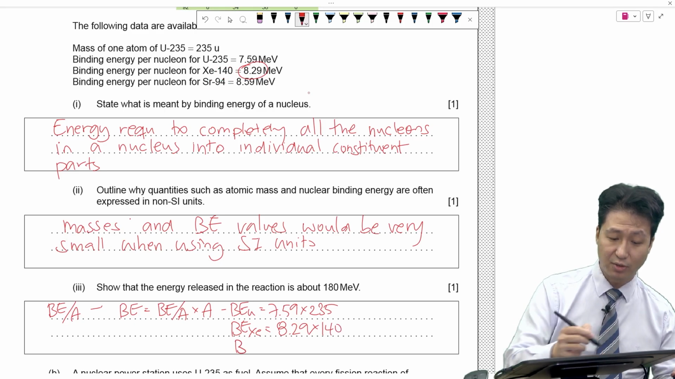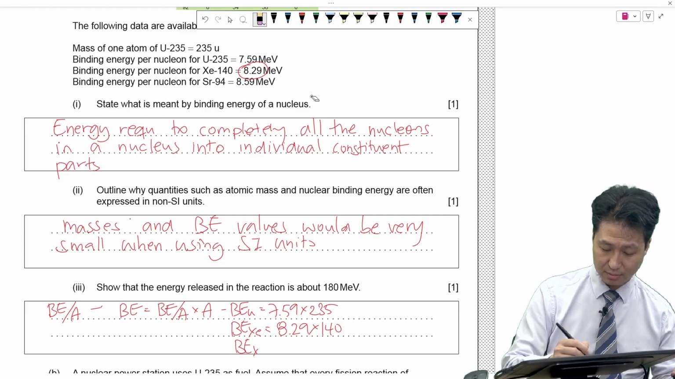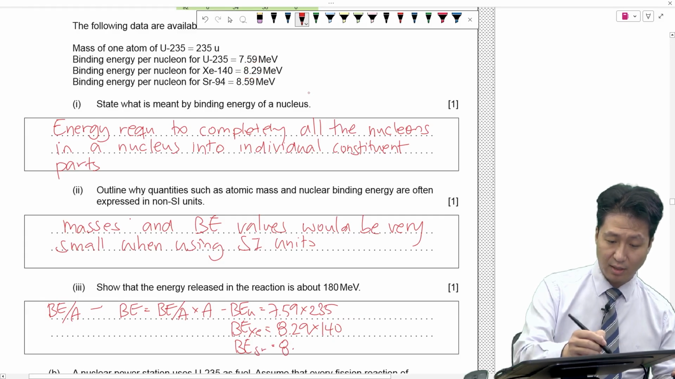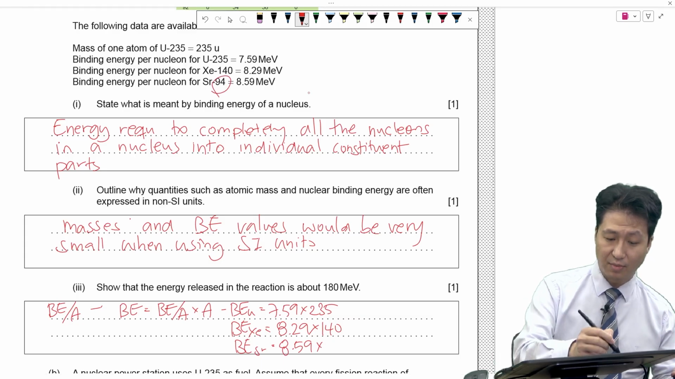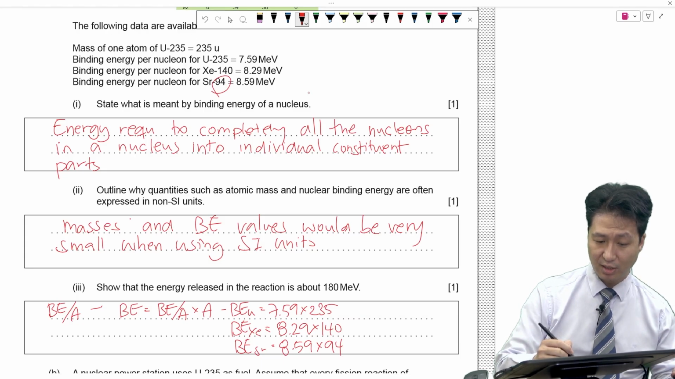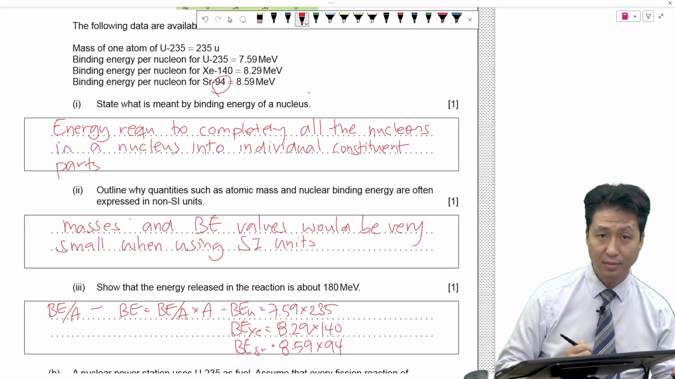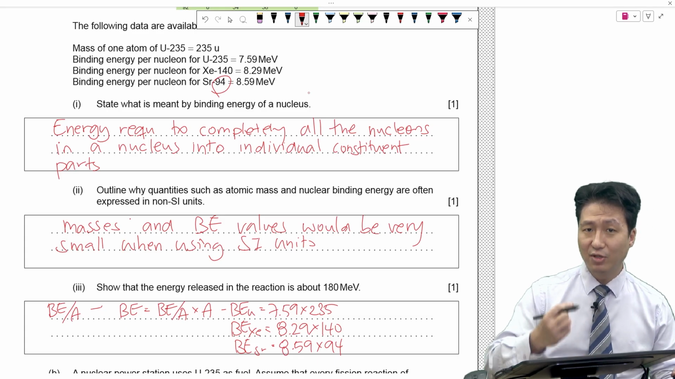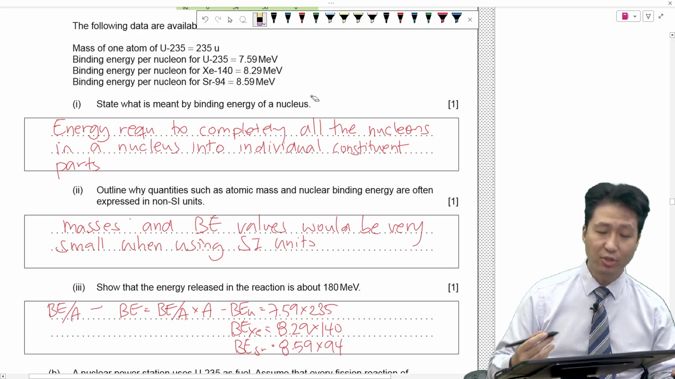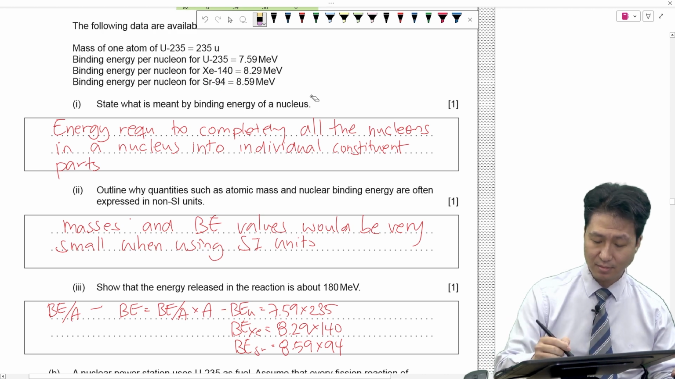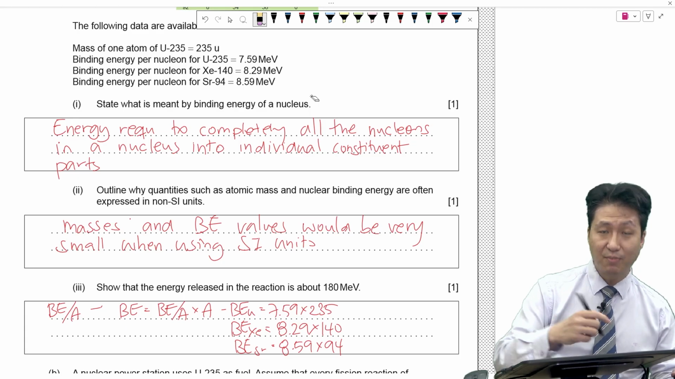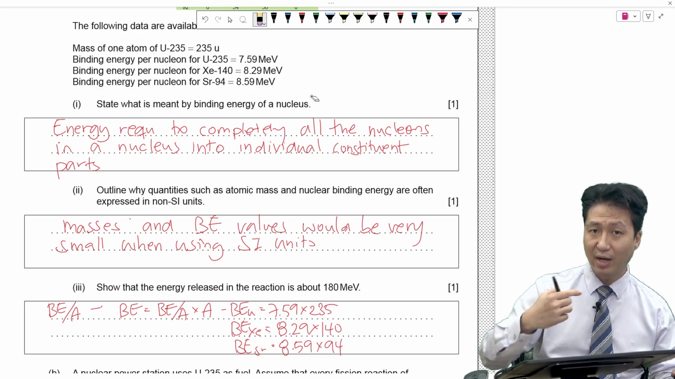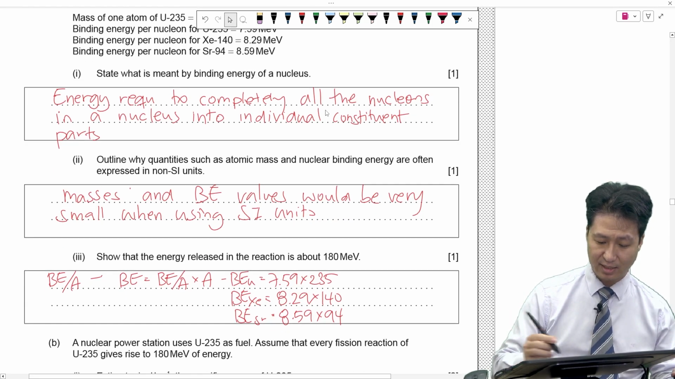And the binding energy of strontium, Sr, is 8.59 times the number of nucleons in strontium, which is 94. The binding energies of the individual neutrons is 0 because they're not bound to anything. And what you have to do here is use the binding energy of the products minus the binding energy of the reactants.